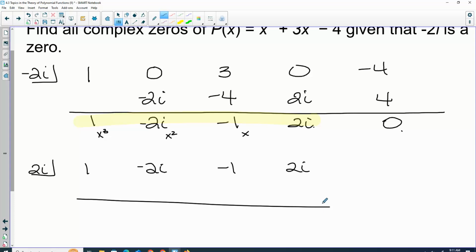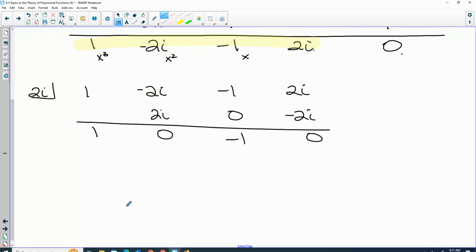So 1 comes down. 1 times 2i is 2i. Negative 2i plus 2i is 0. 0 times 2i is... not 2i. What is 0 times 2i? 0. Negative 1 plus 0 is negative 1. Negative 1 times 2i is negative 2i, and that adds up to 0. So we have remainder, constant, x, and x squared. So this is just x squared minus 1.